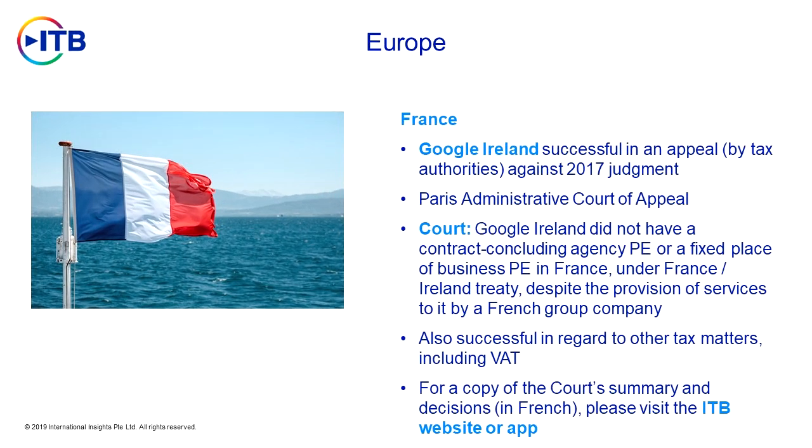In France, Google Ireland has been successful in an appeal by the tax authorities against a 2017 judgment. The decision was given by the Paris Administrative Court of Appeal. In the main part of the decision, the court held that Google Ireland did not have either a contract concluding agency PE or a fixed place of business PE in France under the France-Ireland Treaty, despite the provision of services to it by a French group company. Google Ireland was also successful in regard to some other tax matters, including VAT.